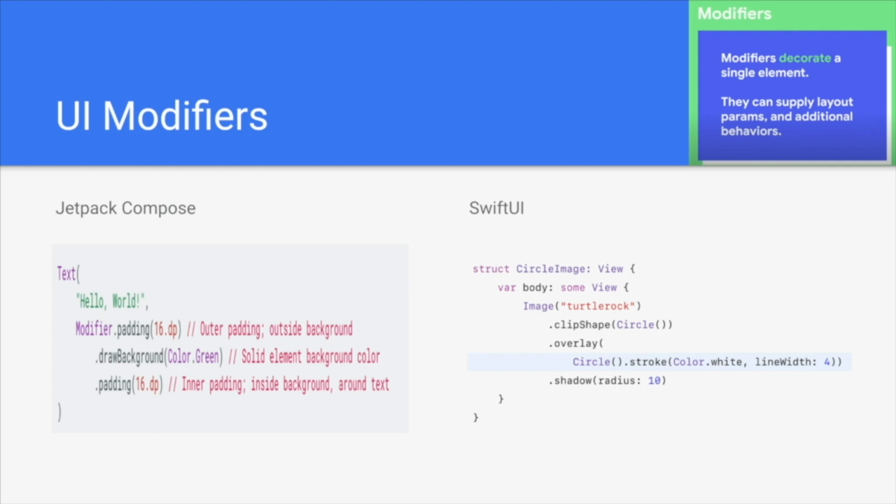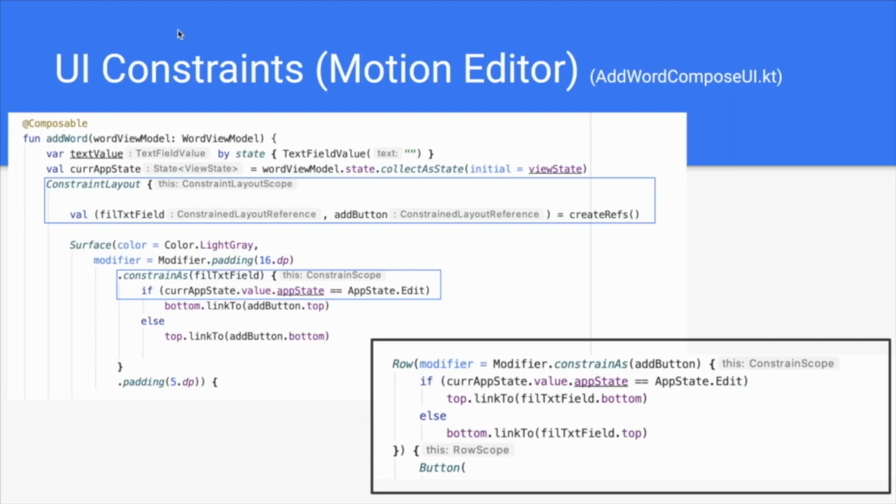Just as a side note, I want to say how interesting it is to watch Jetpack Compose evolve. In the beginning, their modifiers were very, very different than the way SwiftUI did it, and now their modifiers are very similar to the way SwiftUI does it. Look at how composables do constraints, it's very interesting. Inside add word compose UI, we have two constraint systems. A constraint on the text field and a constraint on the buttons. And depending on the state of the app, the buttons are either on top or on the bottom of the text field. And we can see where this would lead to motion layout.